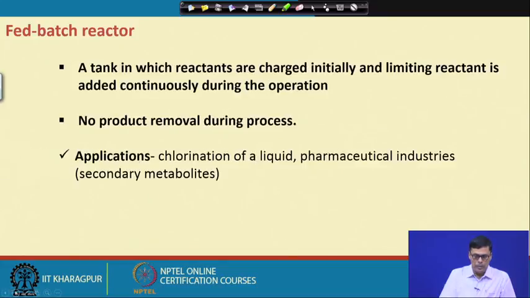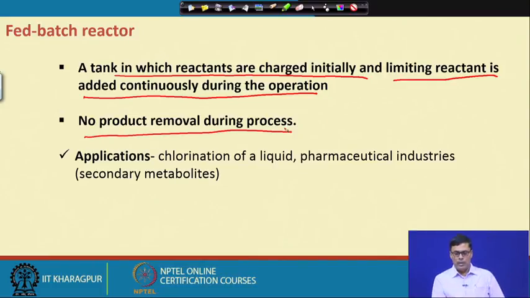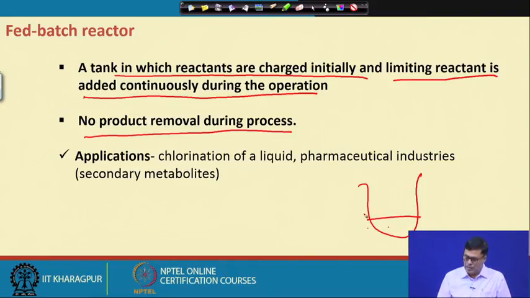Now, let me talk about the fed batch reactor. A fed batch reactor is a tank in which the reactants are charged initially, and the limiting reactant is added continuously during the operation, and there is no product removal during the process. I told you that in this reactor, we start with a small volume, then slowly we feed this liquid like this, until this is the final volume. When the final volume is reached, then let the reaction take place. After the reaction has taken place, you take the material out. But during feeding, you are not taking out any product from the reactor.